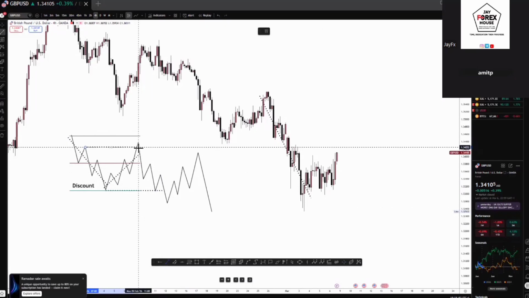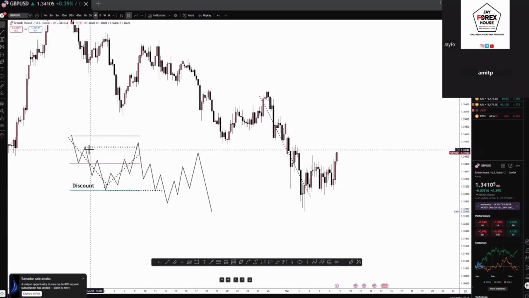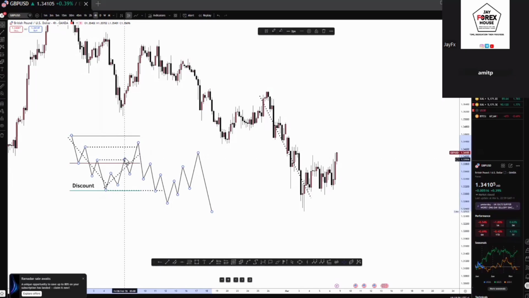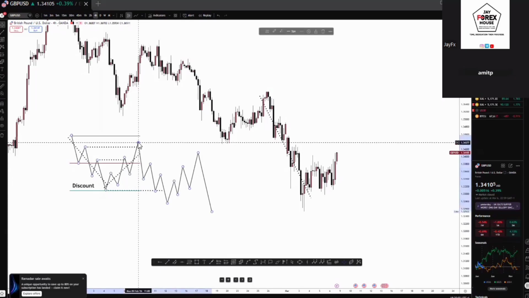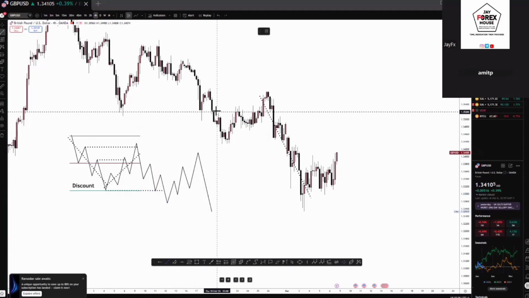When this is happening, this is now called the clearing out of the internal range liquidity. So price is clearing out the internal range liquidity because these previous highs become liquidity once price is bullish. The previous bearish highs. So when the trend changes, the previous highs become liquidity. They become a target. Okay, and that's what you see happening here.